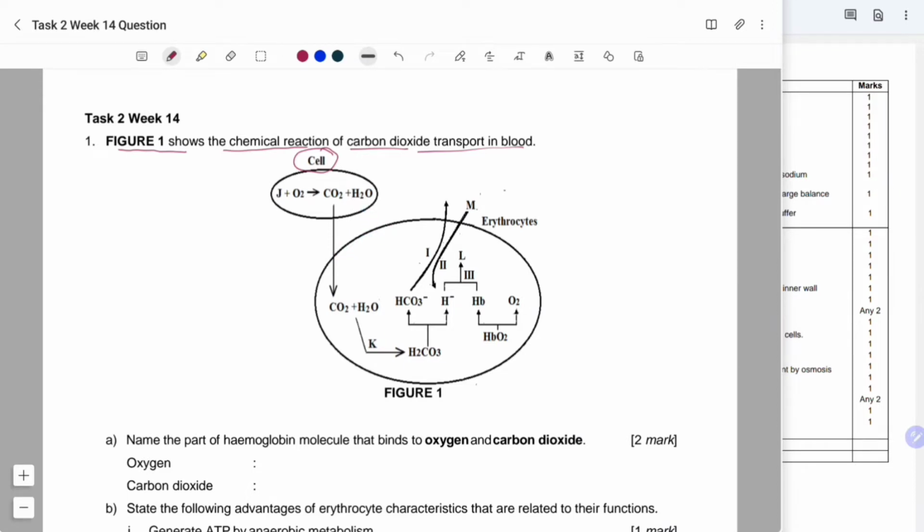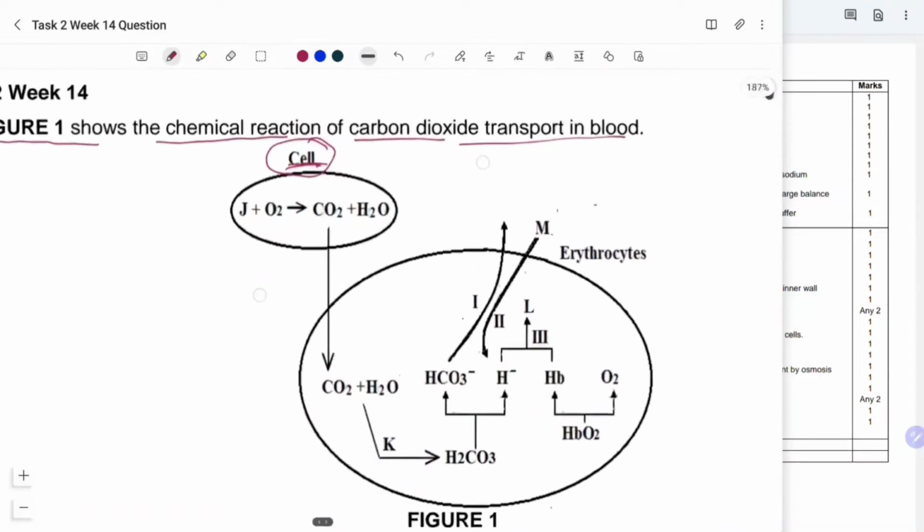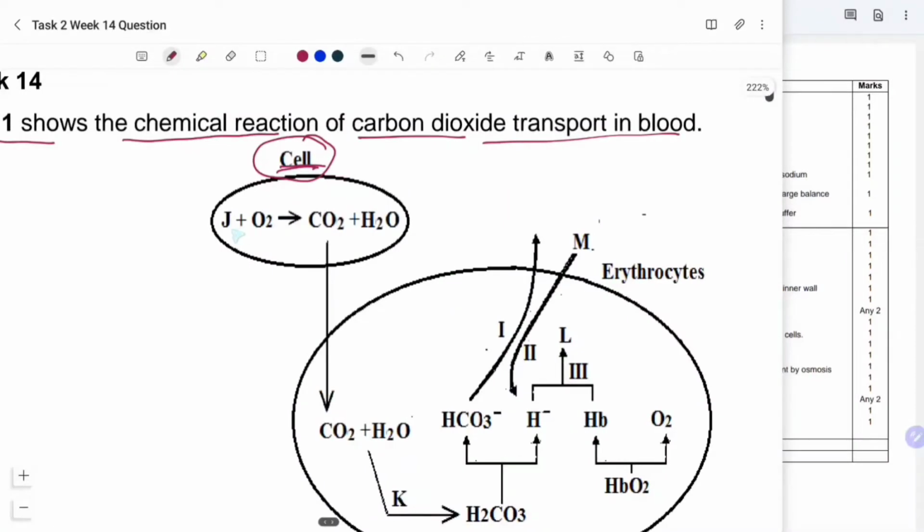First, kita tengok gambarnya dahulu. So, kita fokus dekat sel ni dahulu. So, dekat kawasan sel ni dia ada tunjukkan satu proses di mana a molecule of J react with oxygen to produce CO2 dan juga water. So, since melibatkan oksigen, so from this we know that this process mesti adalah merujuk kepada proses aerobic respiration. So, proses that use oxygen untuk produce CO2 and water dan juga energy sebenarnya adalah proses aerobic respiration.